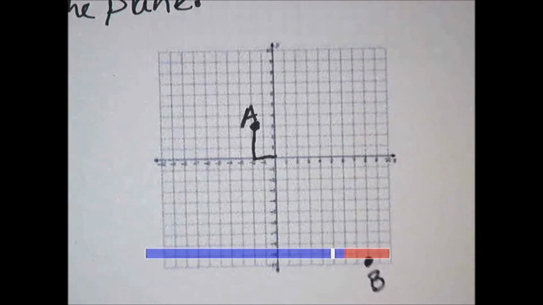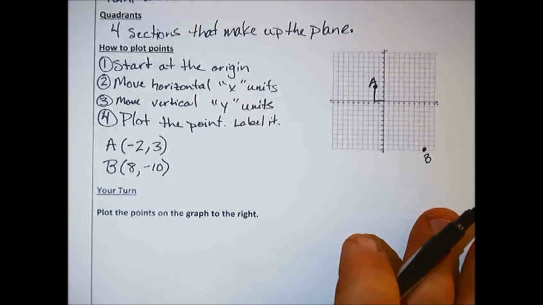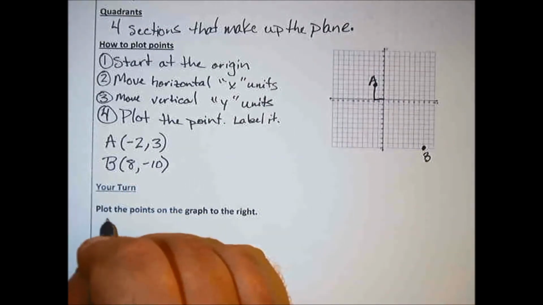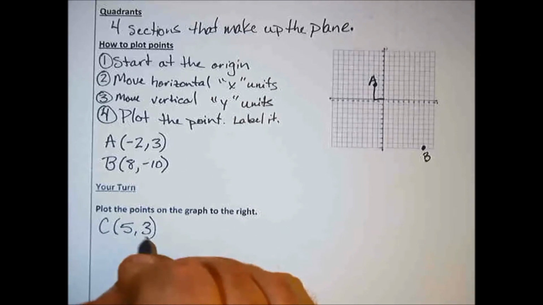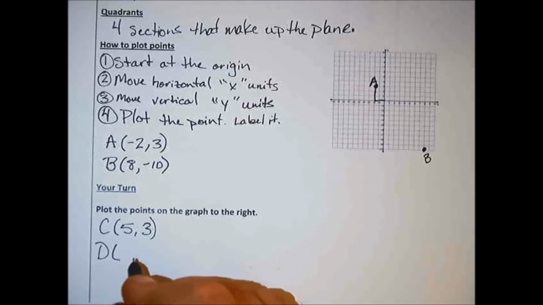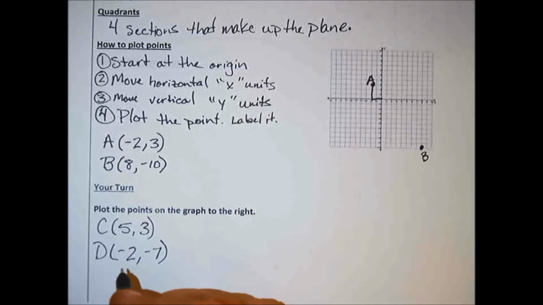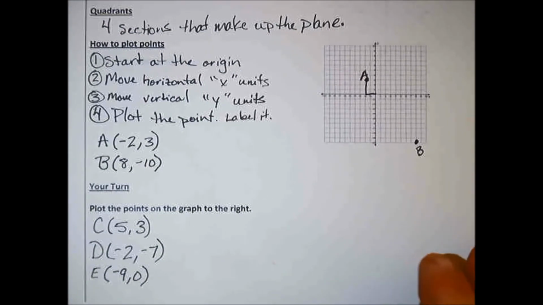Now I want you to practice this. You're going to put 3 more points on this same graph. So here it says your turn. I want you to write the following coordinates. C being at 5, 3. D is at -2, -7. And E is at -9, 0. Okay, so C, D, and E. Go ahead and pause the video and put those coordinates on there.